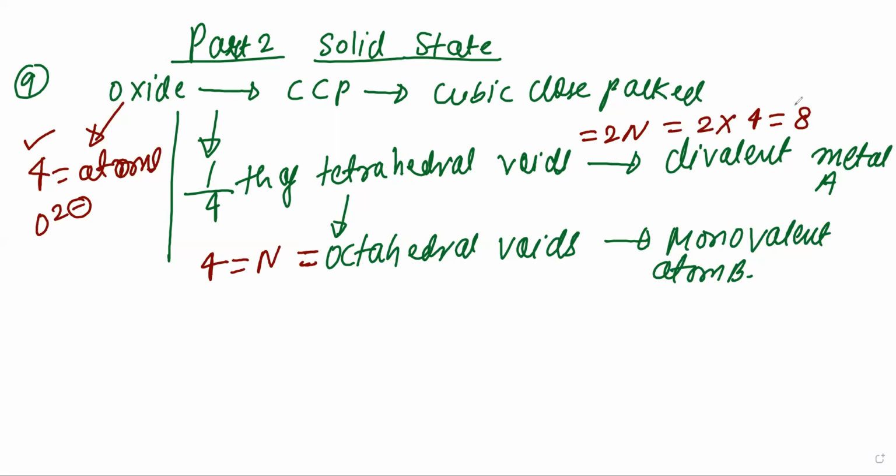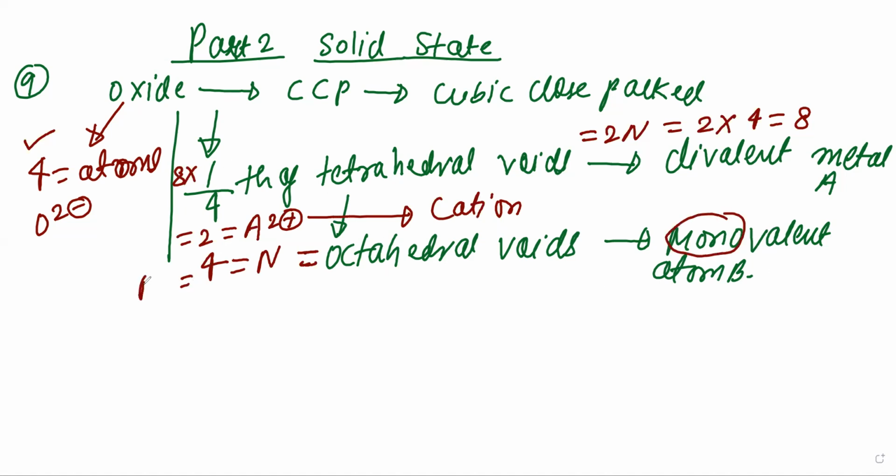And it is also one-fourth of that. So it is 8 into 1/4, which comes out as 2. And it is divalent, so it will be A 2 plus, because it is at the position of cation. The number of octahedral voids we have got is 4, and it is monovalent, so B will be B plus. Understood? Now take the ratio.